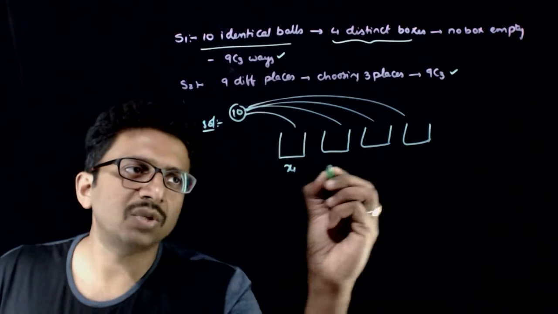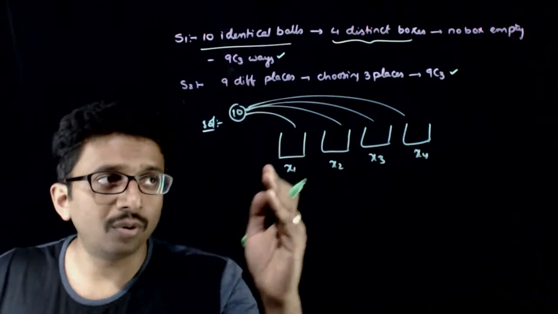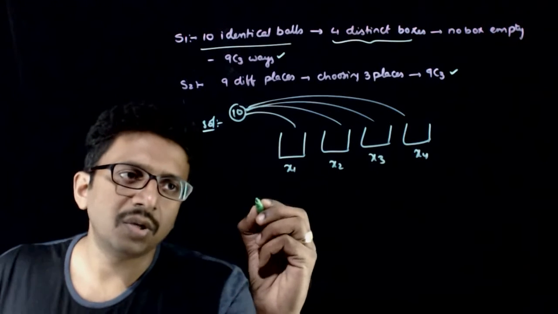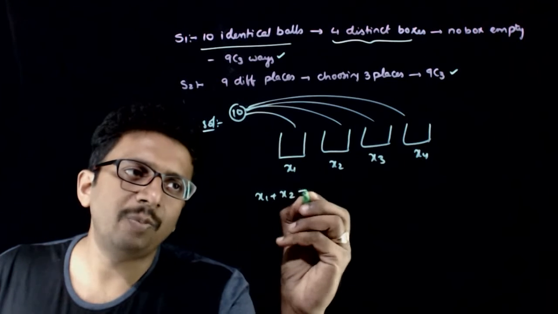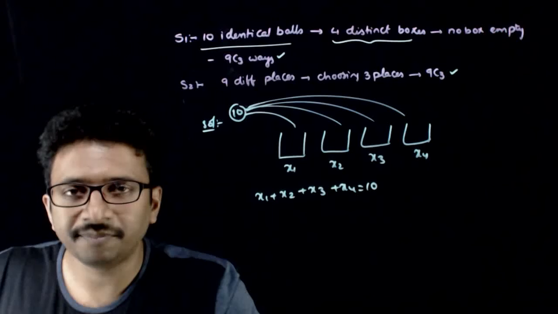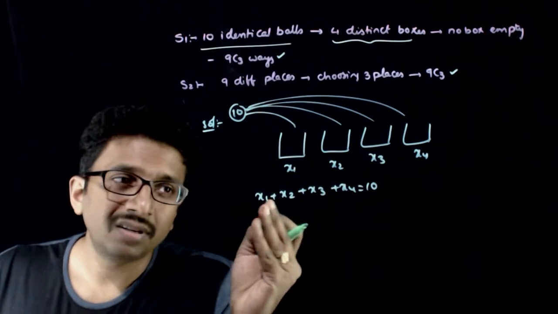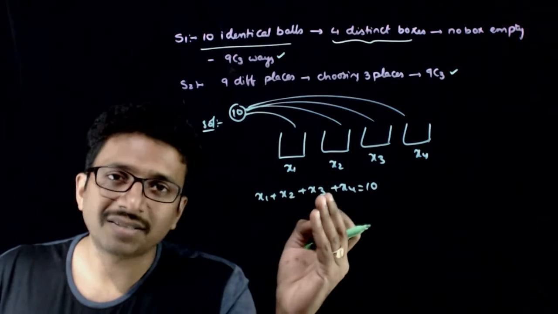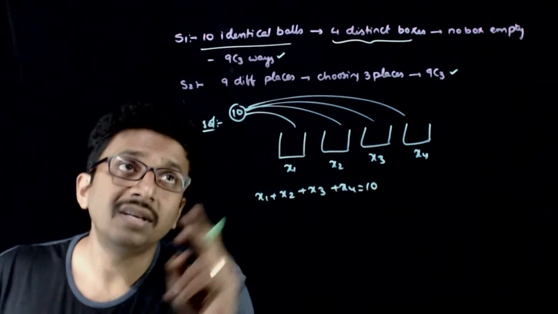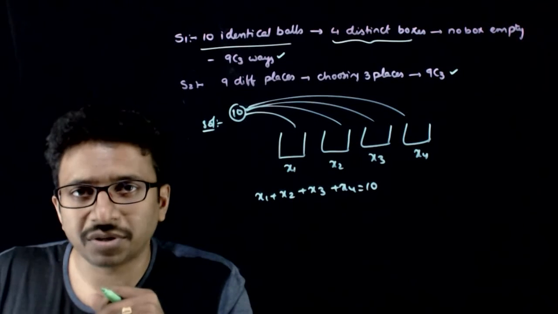So if you assume that x1, x2, x3, x4 are the number of balls that go into each of the boxes, then x1 + x2 + x3 + x4 has to be equal to 10, right? This question is the same as finding the number of integer solutions to this equation. It's given that no box is empty, so x1, x2, x3, x4 should not be equal to 0.